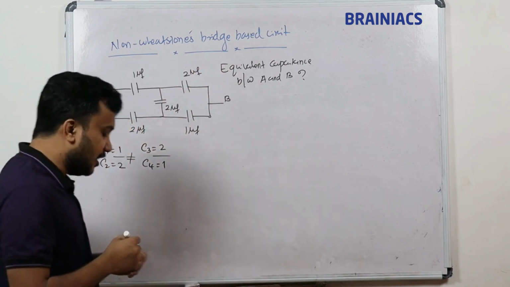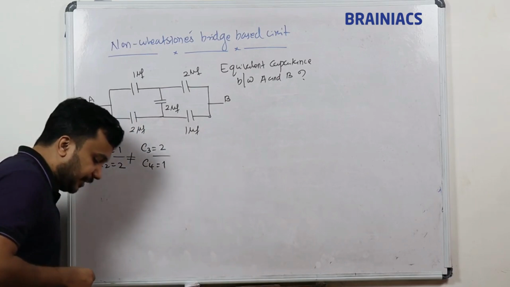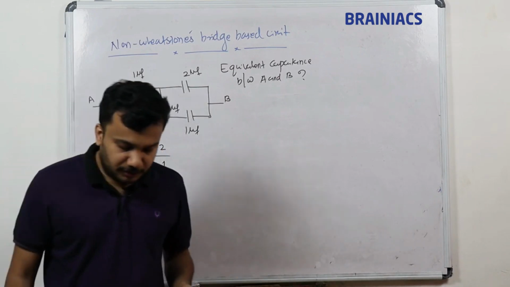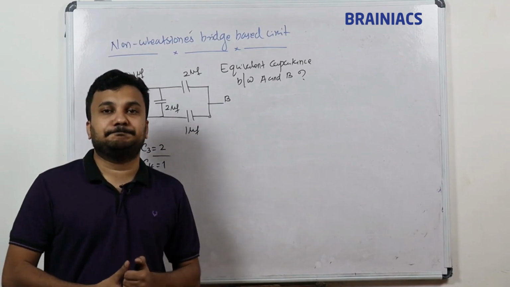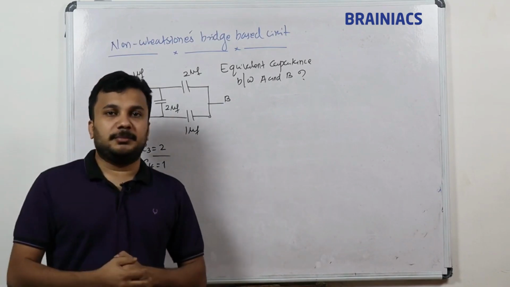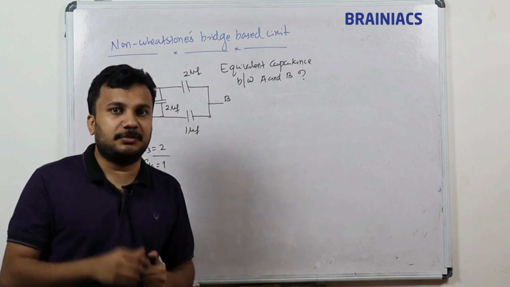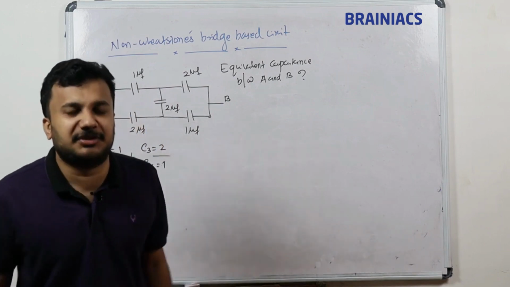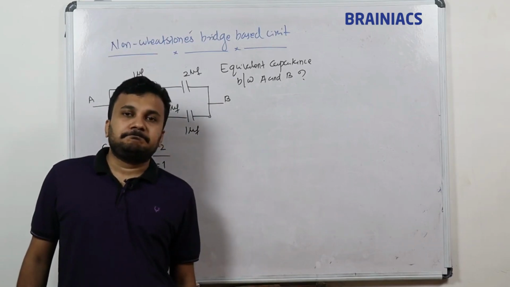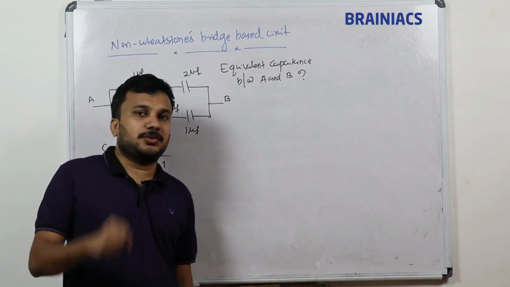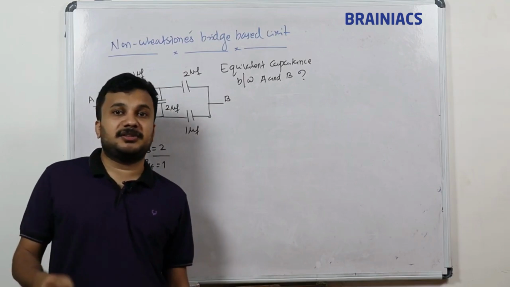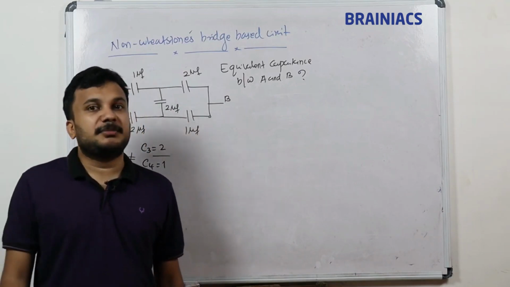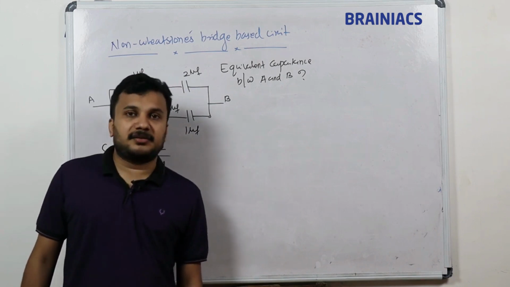In this case, how will you solve the non-Wheatstone's bridge circuit? There are 2 methods. The first one is a very traditional method. The traditional method I will teach you first, because sometimes we may be able to use that method for very complex kinds of questions.